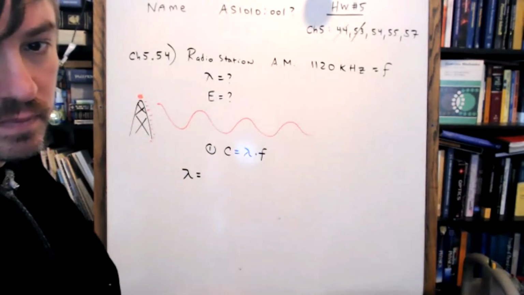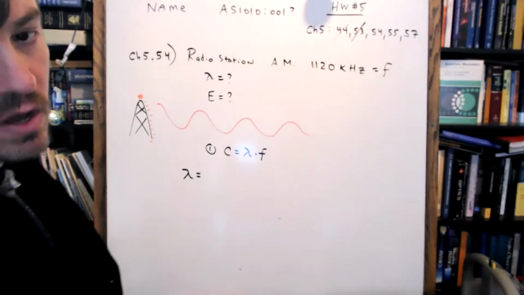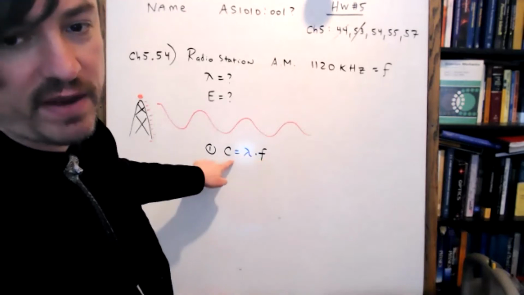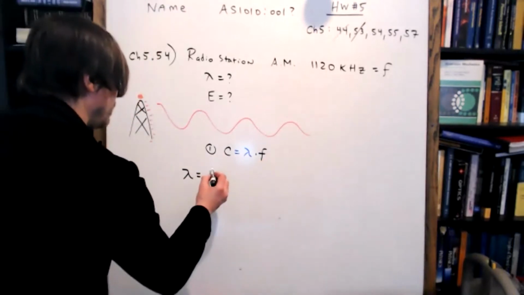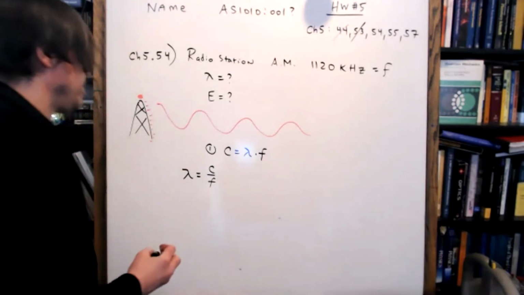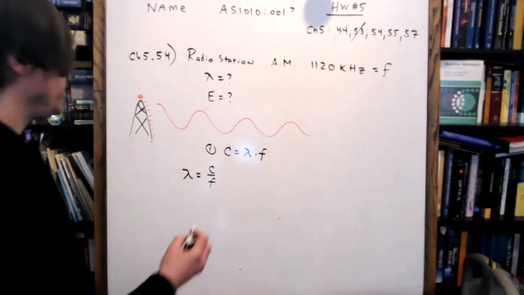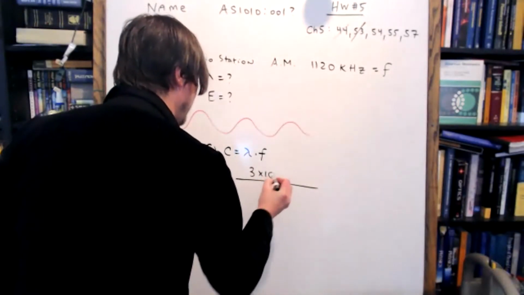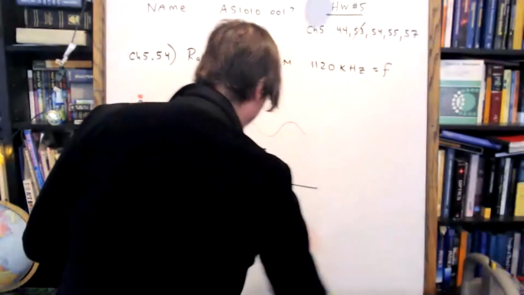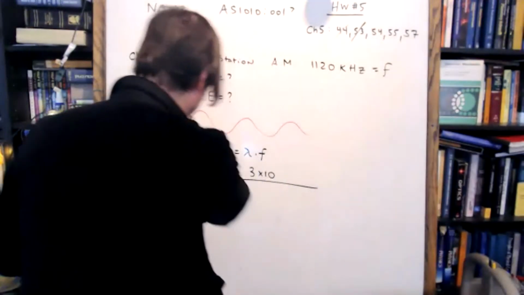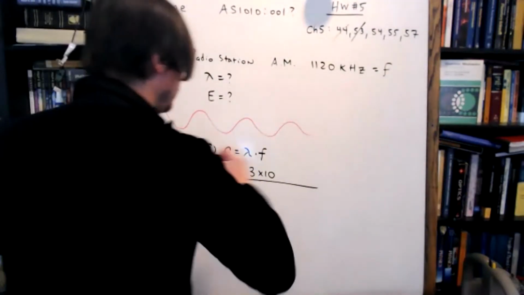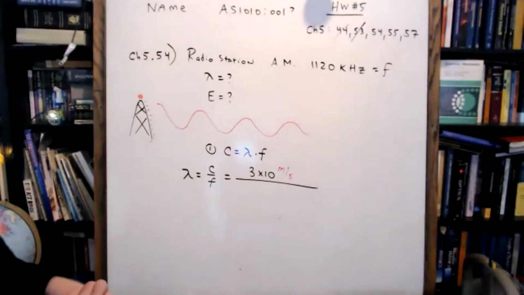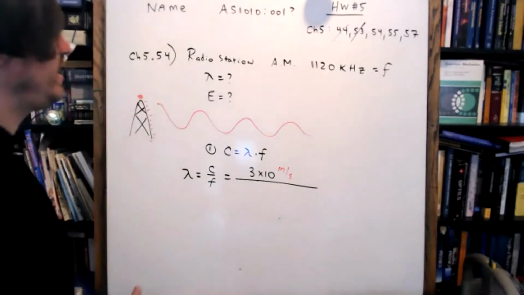F times C. Oh, C over F. That's right. C is on the top. We take the F and we push it down to the bottom. All right. Now, C is the speed of light. Today in class, I told you that was 3 times 10 to the 8 meters per second. Our frequency is 1120 kilohertz.